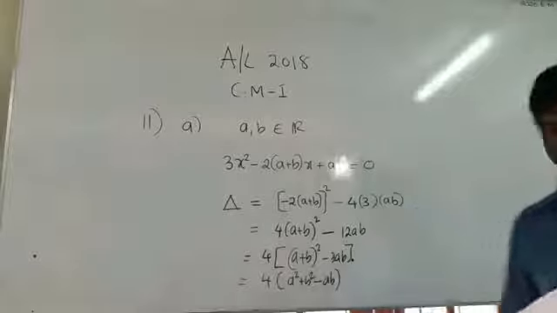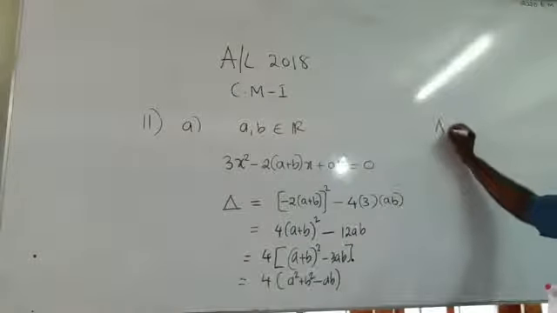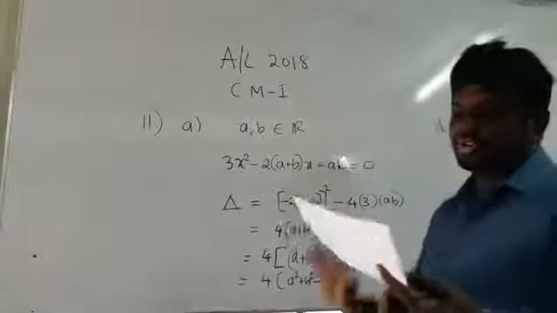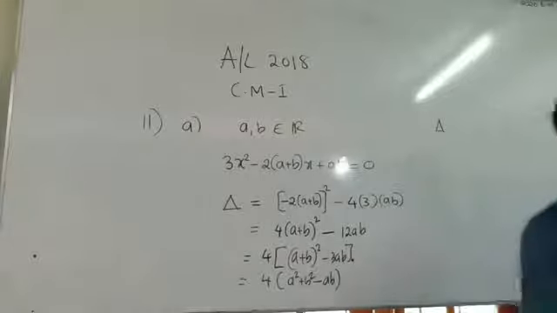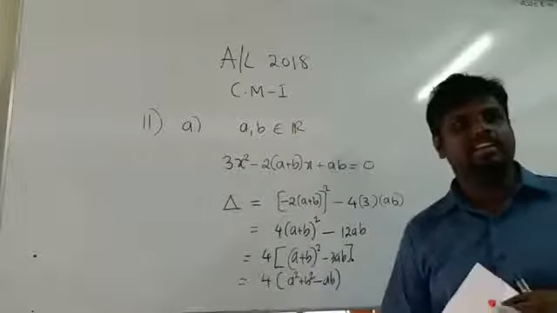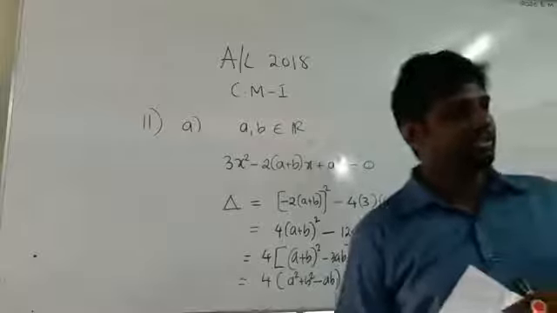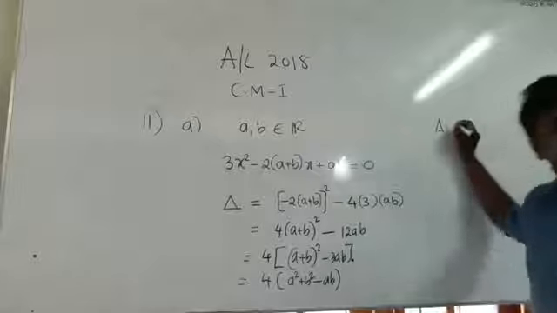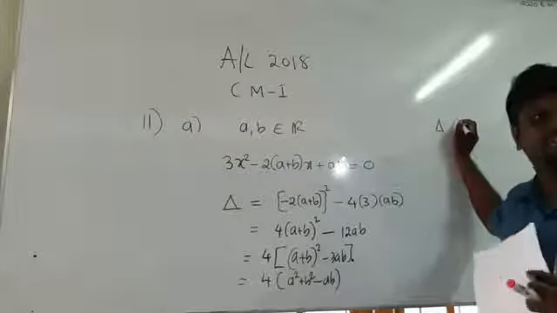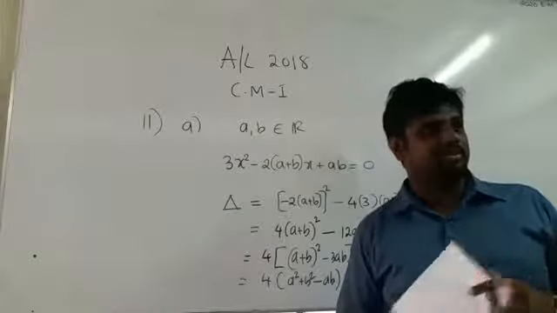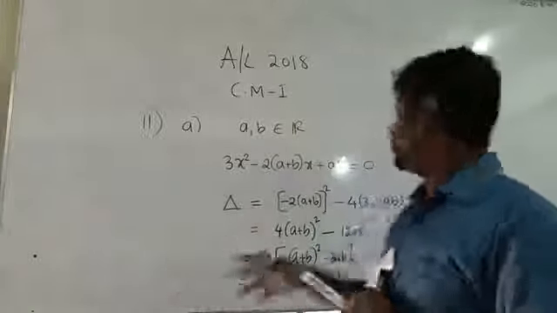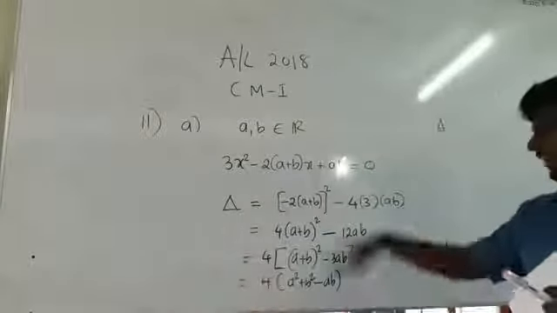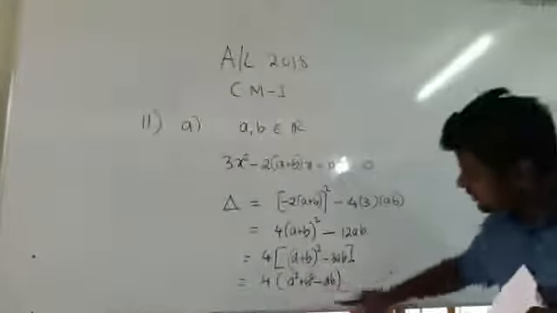Correct? The problem is the second question: hence show that the roots of this equation are real. You have to show that the roots of this equation are real. Then what we are going to show is that delta is greater than or equal to 0. If you want to show they are real, you have to show that. They asked to show, we learned that form, right?